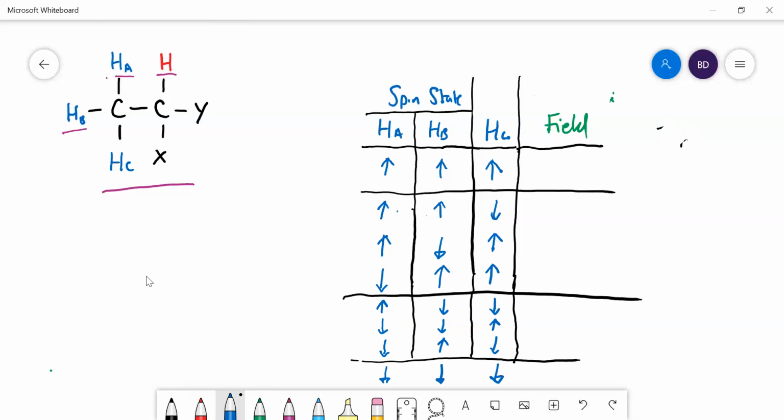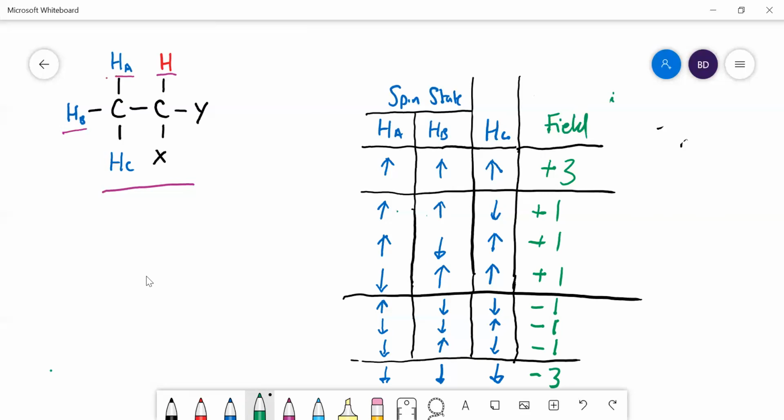Right, let's see what that does to the field. This one is going to make it 3 units bigger, not 3 times bigger, 3 units bigger. This one, you're going to have 2 up and 1 down, so that's going to make it 1 bigger. This one is going to be 1 smaller, because you've got 2 going down, 1 going up. And this one is going to be 3 units smaller.